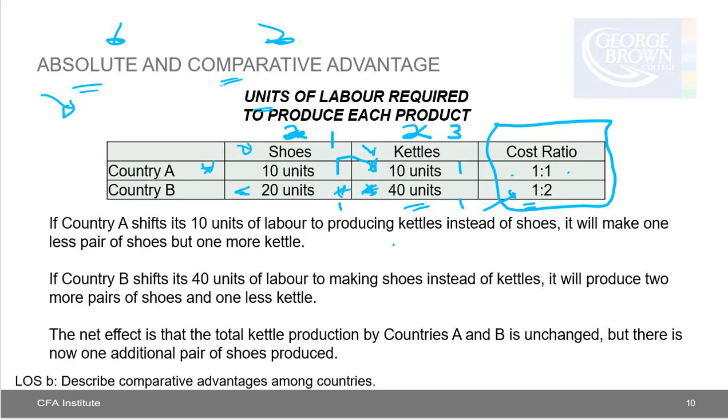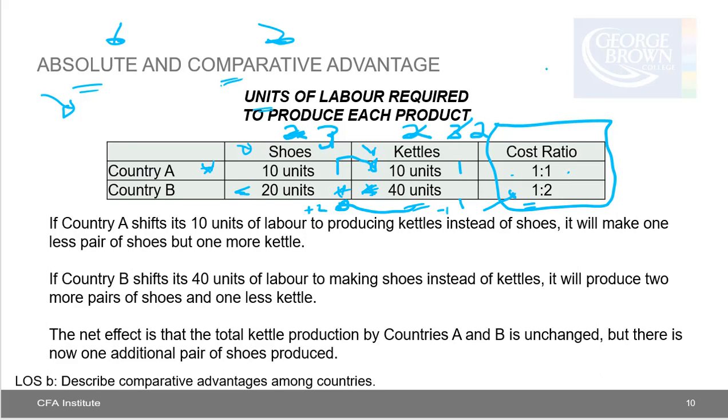Now, if country B shifts its 40 units of labor to making shoes instead of kettles, it'll produce 1 less kettle. So we're going to shift these 40 units over here, and we're going to make 1 less kettle. So we're back to 2 kettles, but we're going to be able to make 2 more pairs of shoes. So we're at 3 pairs of shoes, okay? So that's minus 1 kettle, plus 2 pairs of shoes.